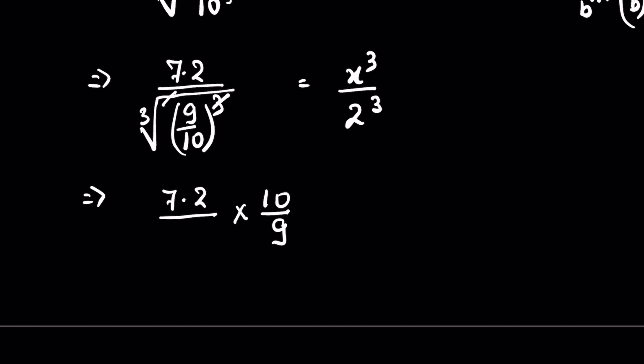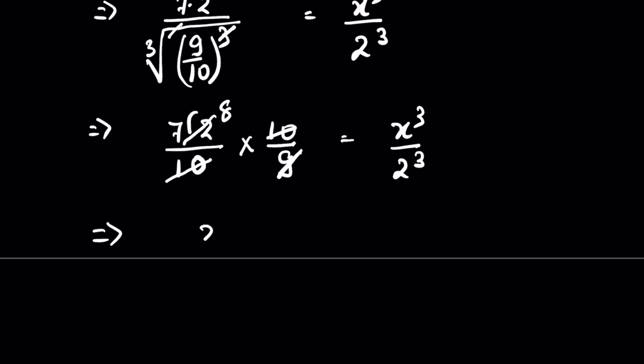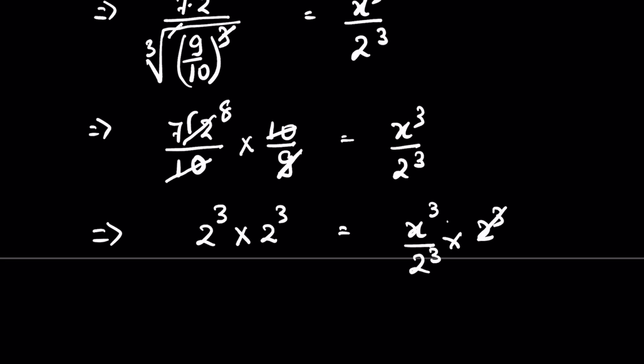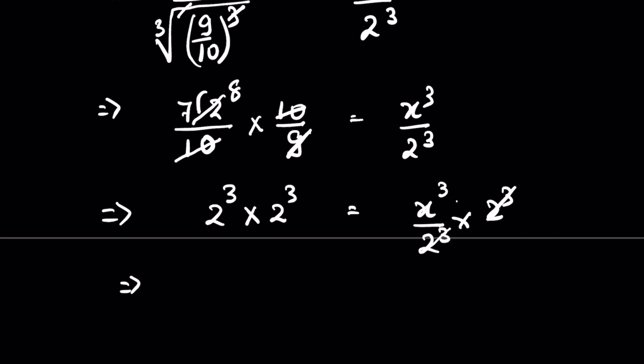Now we can remove the decimal here: 7.2 becomes 72, and there is 1 digit after the decimal, so 10. Now you can cancel this 10 and this 10, and 9 times 8 is 72. 8 we can write as 2 raised to the power 3, and let's multiply both sides by 2 raised to the power 3. So this 2 cube and this 2 cube get cancelled. Now we have a raised to the power m times b raised to the power m. We can write it as a times b whole raised to the power m.